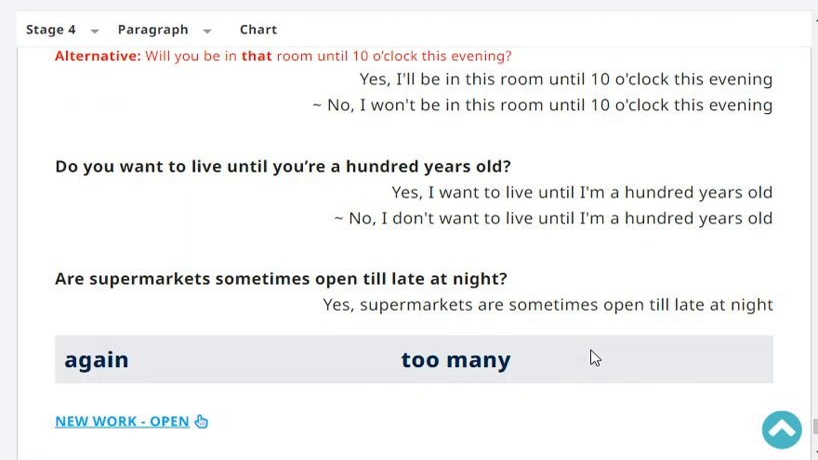Do you want to live until you're 100 years old? Yes or no? Yes, I want to live until I'm 100 years old. Are our supermarkets sometimes open till late at night? Yes, supermarkets sometimes open till late at night. Very good.